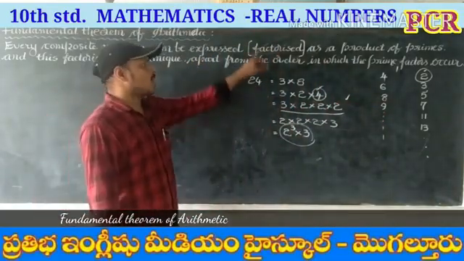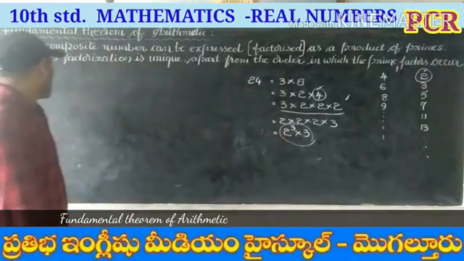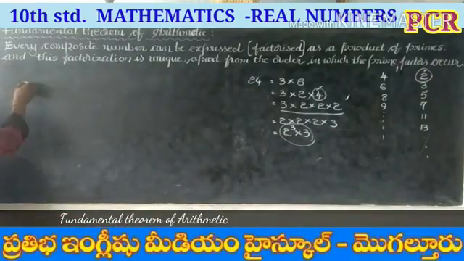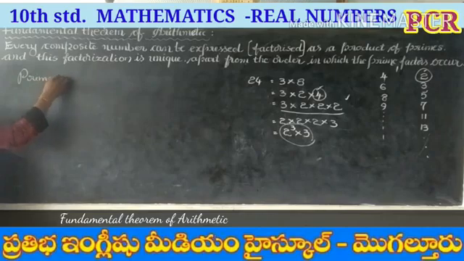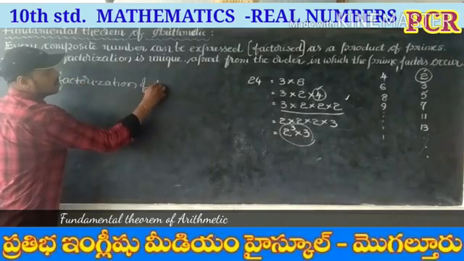So we can write any composite number this way. Let us do another composite number, that is the prime factorization of 140.